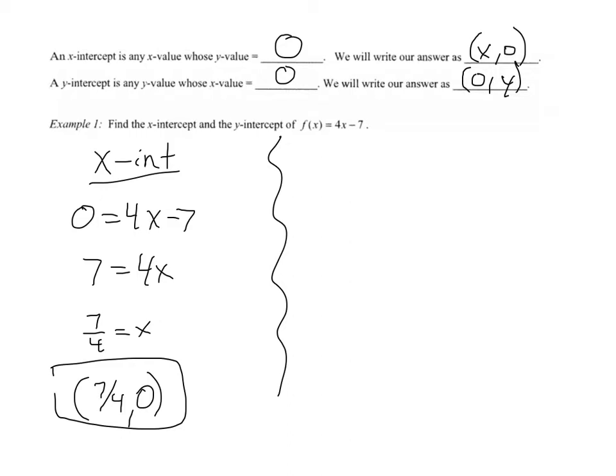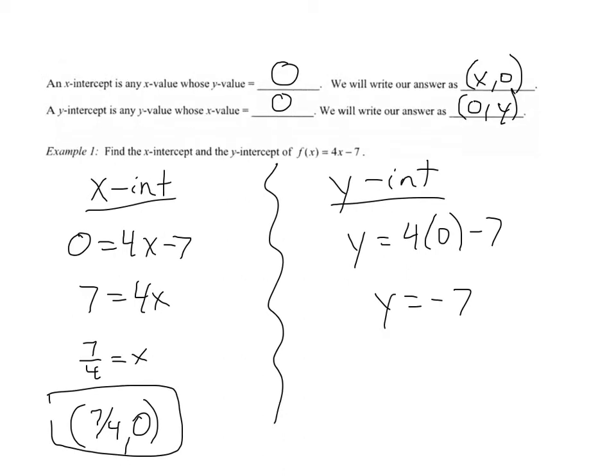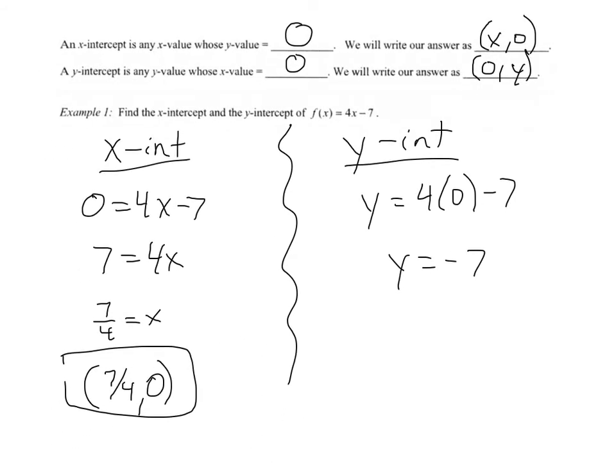To find my y-intercept, then I would set x equal to 0. 4 times 0 is 0. I get y equals negative 7, and so my answer for that would be 0, comma, negative 7.